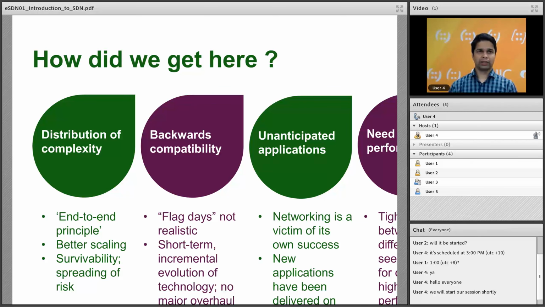Number two is backward compatibility. If you see the history of the internet, the last and most historical flag day in the history of networking was January 1st, 1983, when the ARPANET changed from NCP, the Network Control Program, to the TCP/IP protocol suite. They basically switched off NCP and switched on TCP, and that was a major change. After January 1st, 1983, we don't see any major flag day where we shut down the whole internet, do some maintenance and fine tuning, and turn the internet on again. We don't have such days, right?